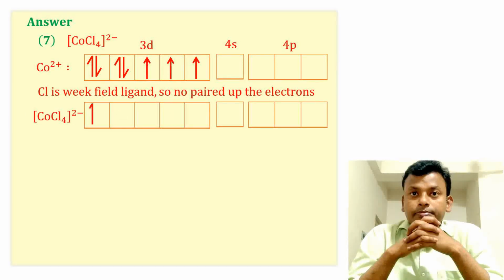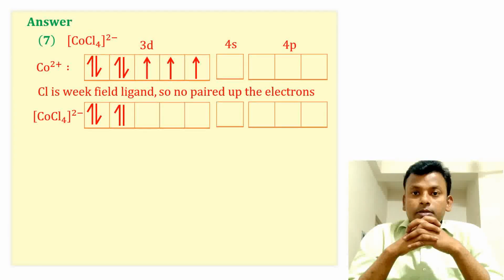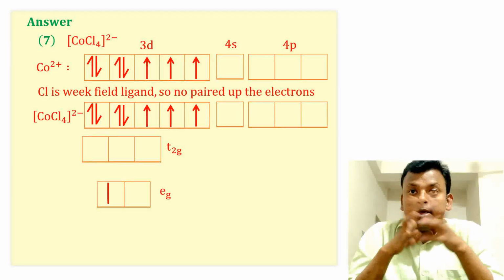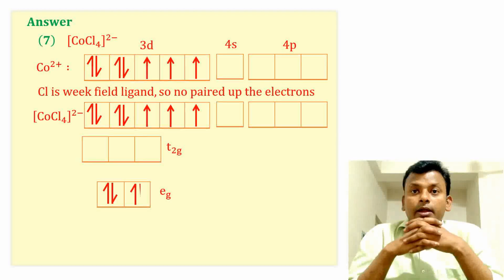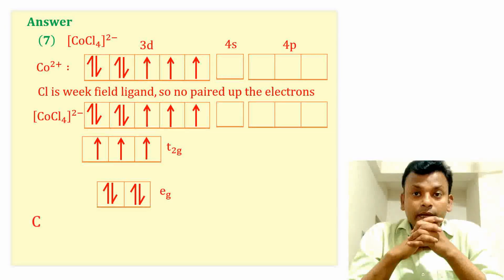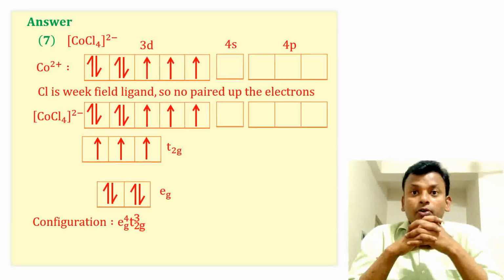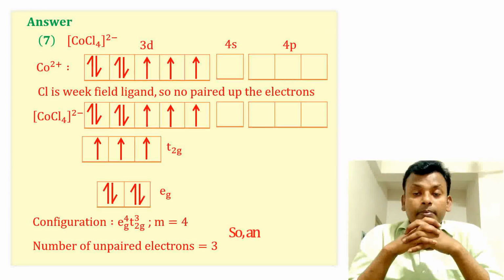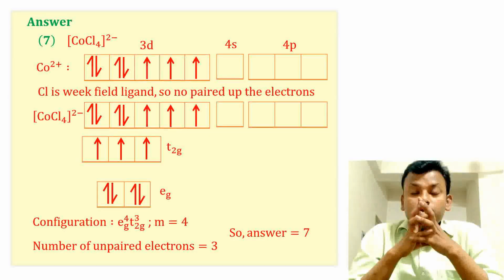CuCl4 2-. This is the electronic configuration, and here 7 electrons are present in the d orbitals. This is the crystal field diagram. The configuration is e to the power 4, t2 to the power 3. Here m equals 4 and the number of unpaired electrons equals 3. So the answer is 7. So the correct answer is 7.